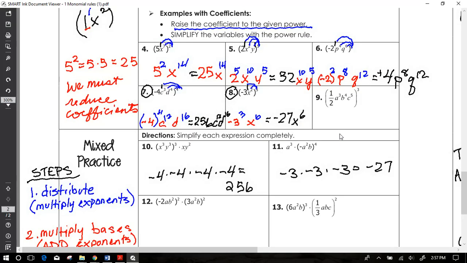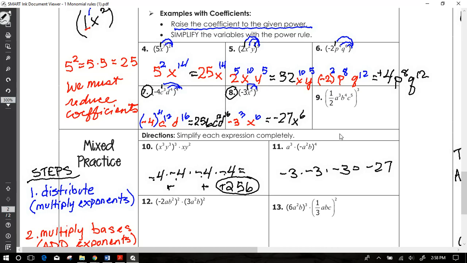All right, welcome back. I've done number 7 and 8, and I do have some scratch work down here. -4 to the 4th power. I typed that in my calculator, and I got 256. Okay, and so negative times negative is positive, positive times positive is a positive 256. Oh, and this didn't write very well, but I have 256, c to the 12th power, and d to the 16th power.